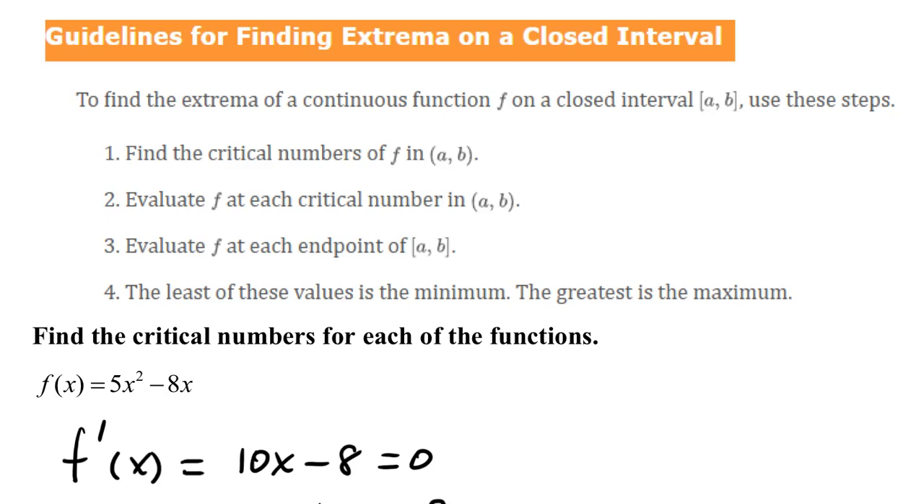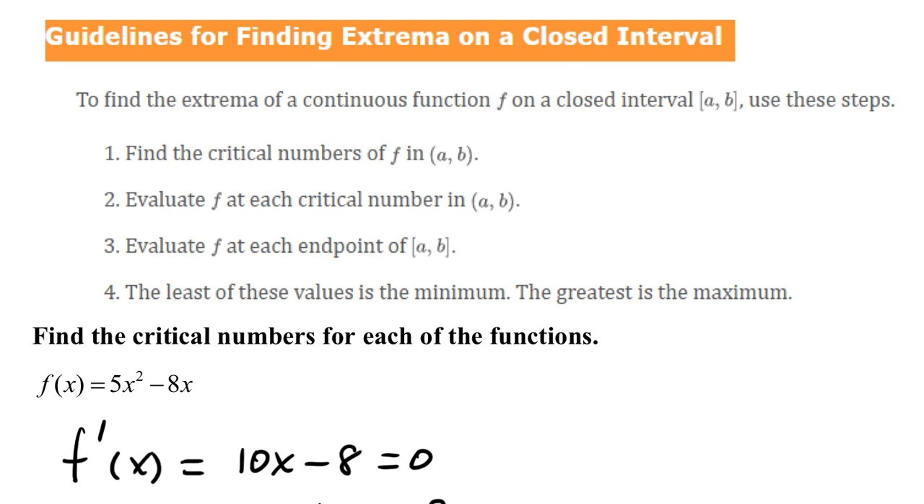Let's look at some guidelines for finding extrema on a closed interval. To find the extrema of a continuous function f on a closed interval AB, use these steps. First step, find the critical numbers of your function in the open interval from A to B. Critical numbers are where your first derivative is either equal to 0 or undefined.